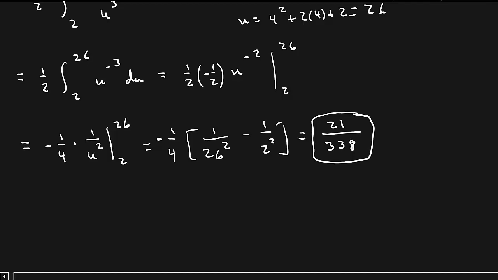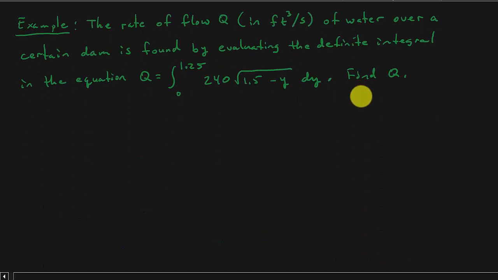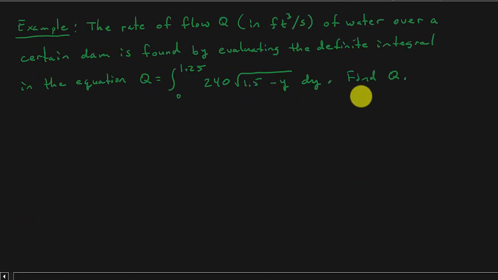All right. So the last problem. That's kind of an application, I guess. It is an application problem, but they give you the equation that you have to integrate. You don't have to figure it out. It says the rate of flow Q in cubic feet per second of water over a certain dam is found by evaluating the definite integral in the equation Q equals this. Find Q. Now, notice in this problem, our variable is y.